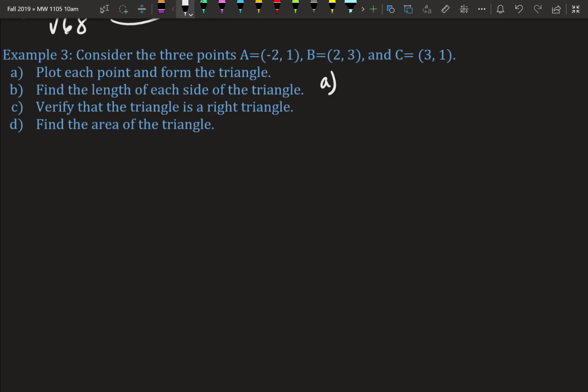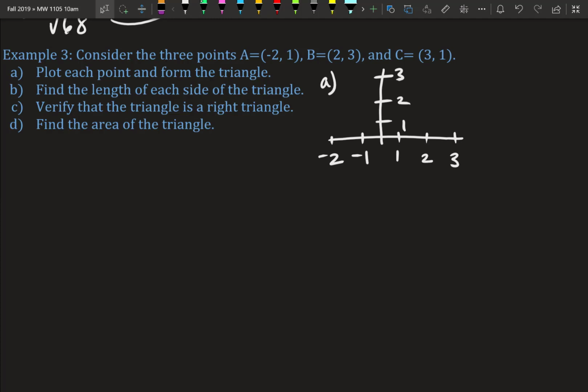Let's look at our y values. So in the points they give us, we have 1, 3, and 1. So I don't need any negative y's because my y's are 1, 3, and 1. So I'm going to make my y's, and I have 3, 2, 1. And then if I look at my x's, the x's are negative 2, 2, and 3. So for the x's, I have negative 2, and then it goes to 3.